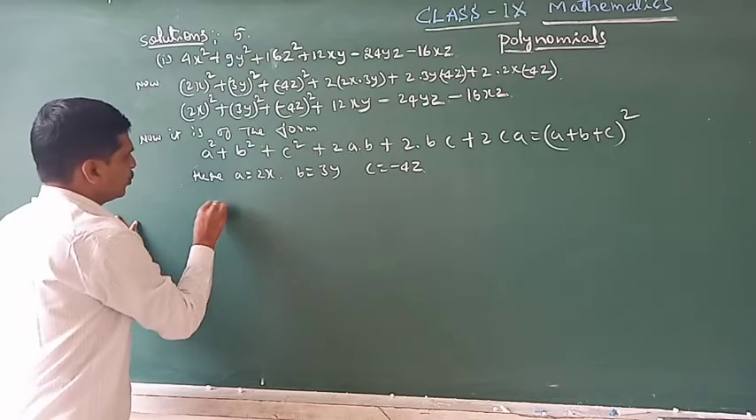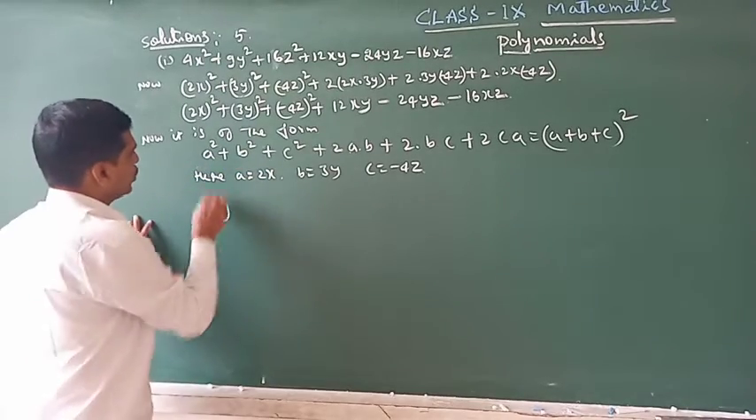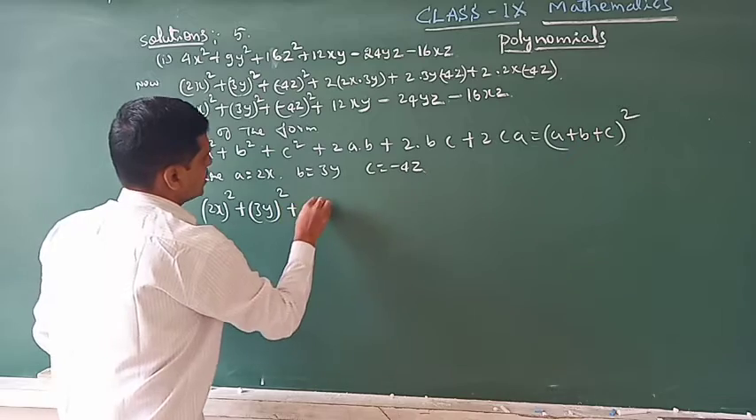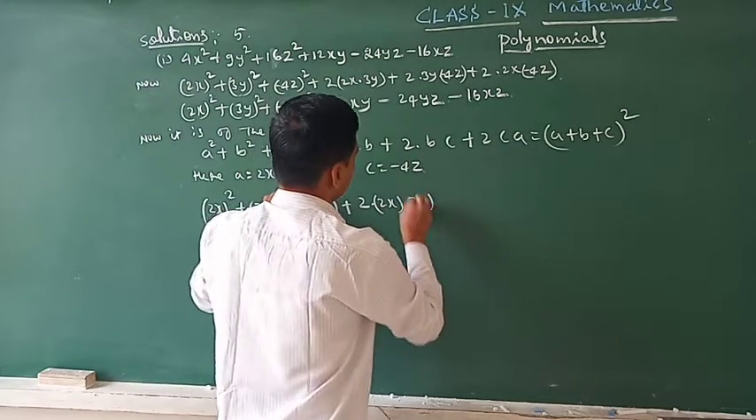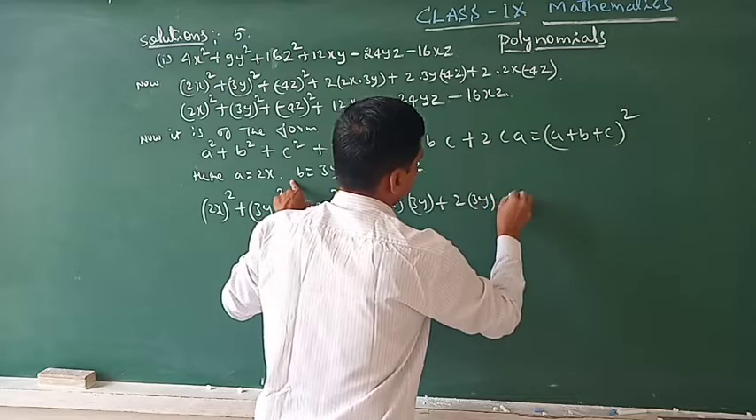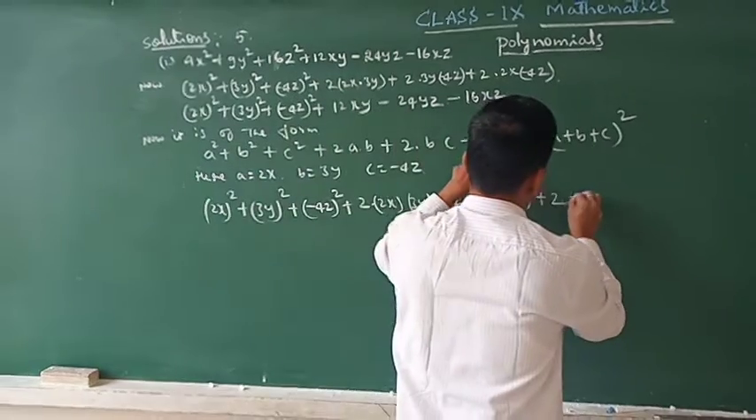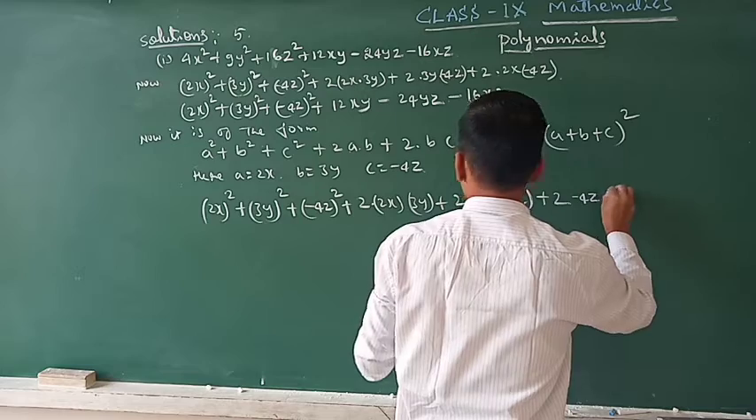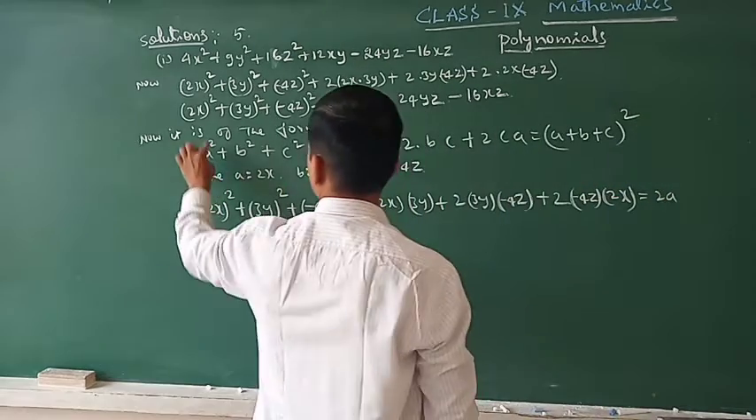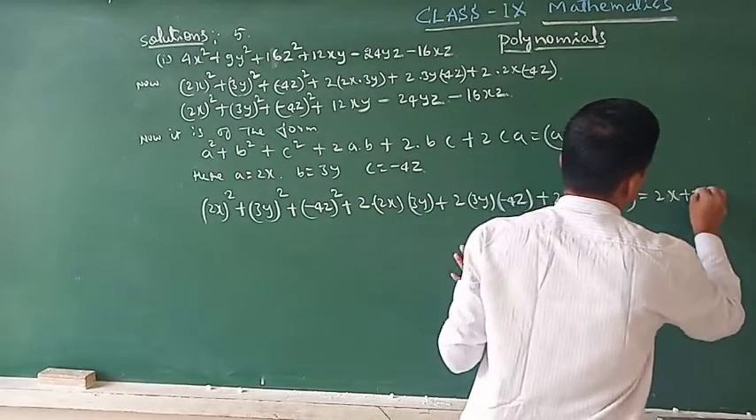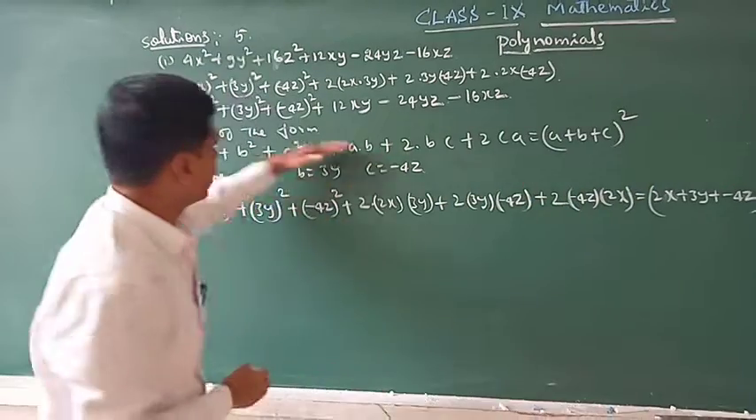Substitute all these values, means a, b, c values, in this identity. By substitution, 2x whole square plus 3y whole square plus 4z whole square plus 2 into 2x into 3y, plus 2 into 3y into minus 4z, plus 2 into minus 4z into 2x. Sorry, here it is 2x instead of a. We should write 2x plus 3y plus minus 4z whole square, because I would like to compare this identity with this one.